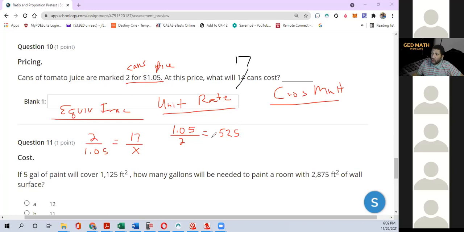So if I know how much 1 can costs, how can I find out how much 17 will cost? What do I need to do when I find the cost of 1? Multiply by 17. And we get what? 8.925. Because we're talking about money, and money only has 2 decimal places, we need to round to the nearest hundredth.